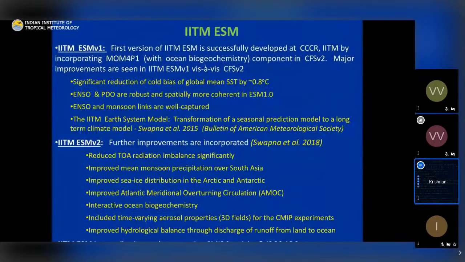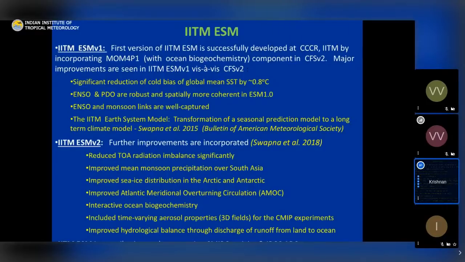So in summary, we have the IITM ESM. The first version was successfully developed, and it had a new ocean model with biogeochemistry. In version 2, we reduced the imbalance at the top of the atmosphere and surface, improved monsoon precipitation, and improved sea ice distribution over the Arctic and Antarctic.